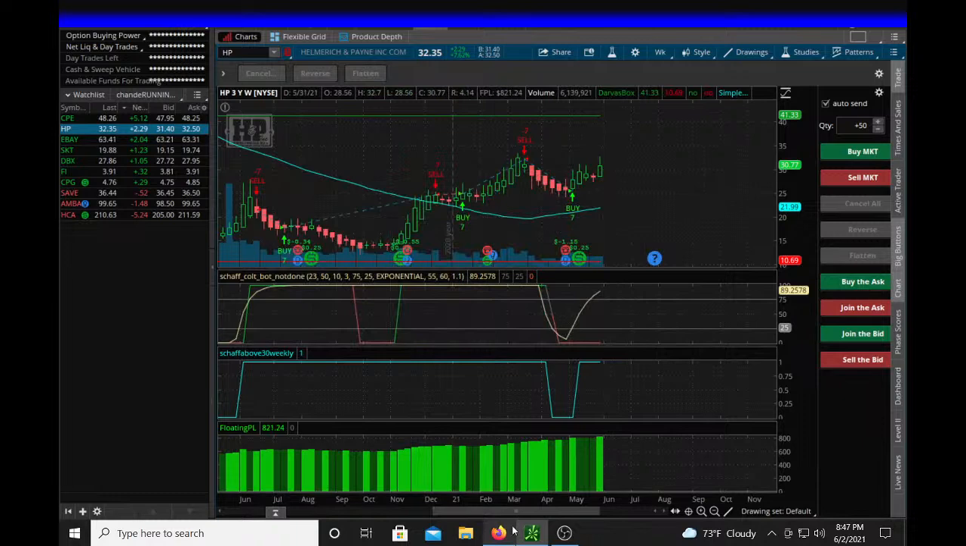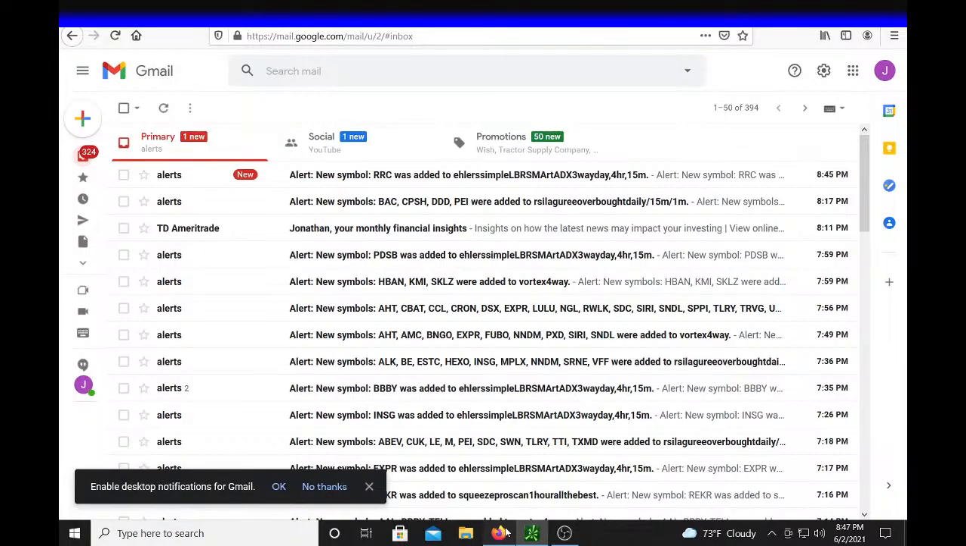Now, every time in your email, it'll look like this. Alert, alert, alert, alert, alert, alert. And it will tell you Ehlers Simpler Decycler, Vortex 4-Way, RSI Ligare, Overbought, and LBR Smart ADX. So these are all of your signals, okay? They'll come into your alerts to your email, okay?